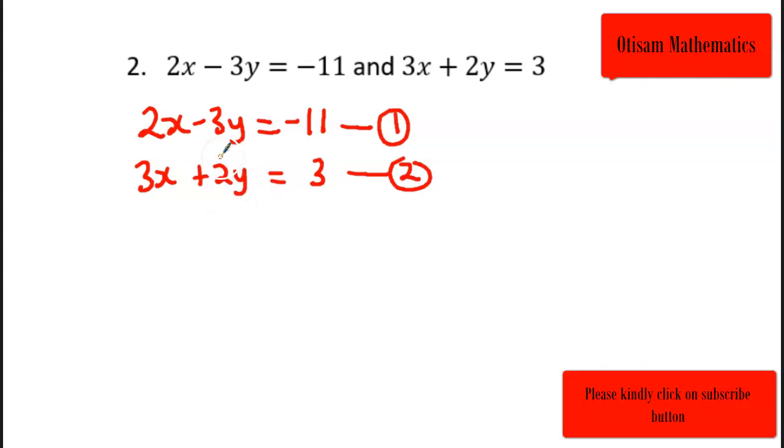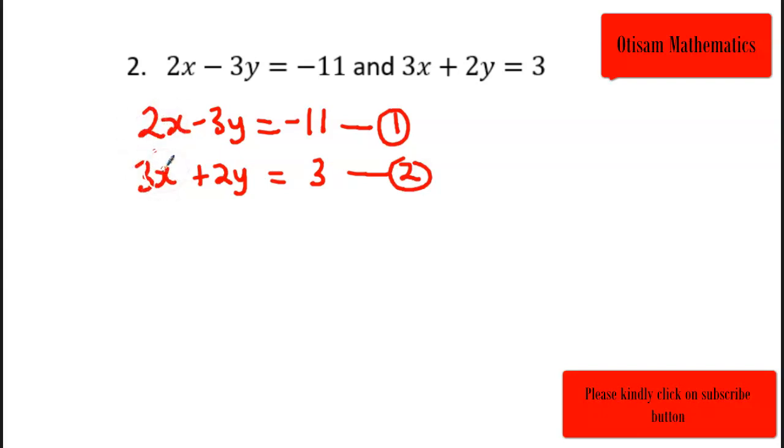So you observe that over here all the coefficients are not the same. When you consider x, the coefficients are not the same. When you consider y, the coefficients are not the same. So as I said, you have to make a decision about the variable that you want to make the subject. The first one, we eliminated y. So let's eliminate x now, since the coefficients are not the same, we have to make the coefficient the same.